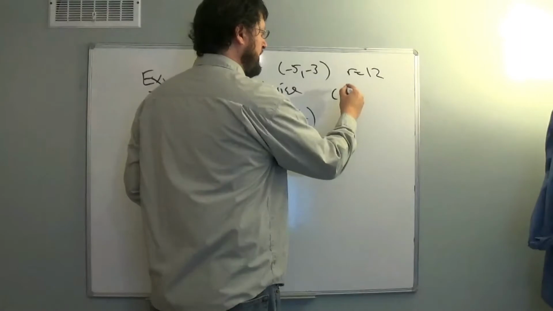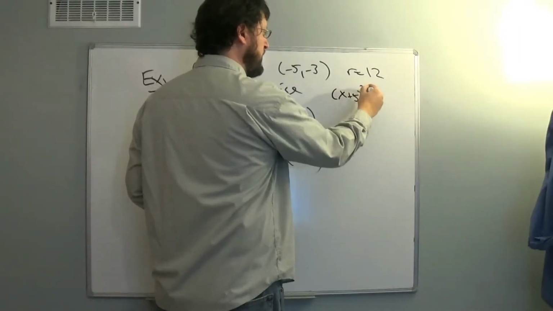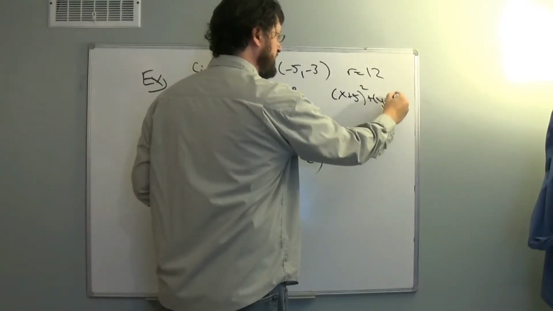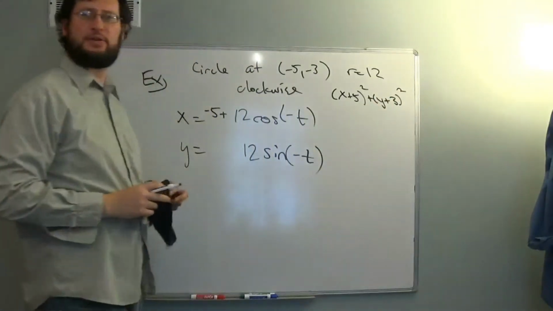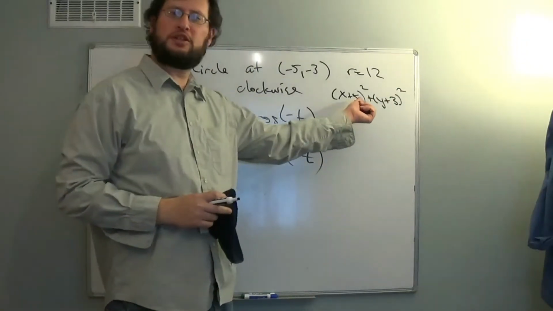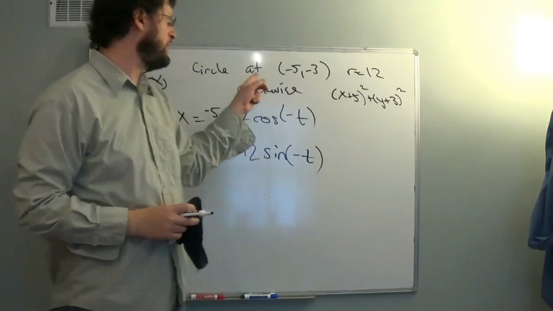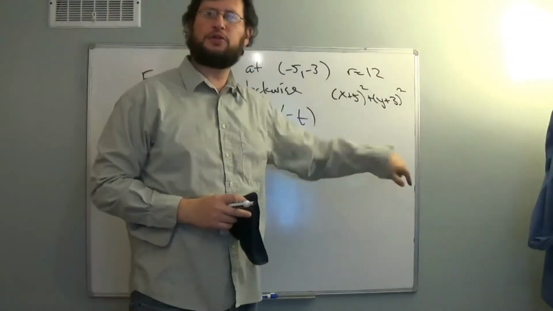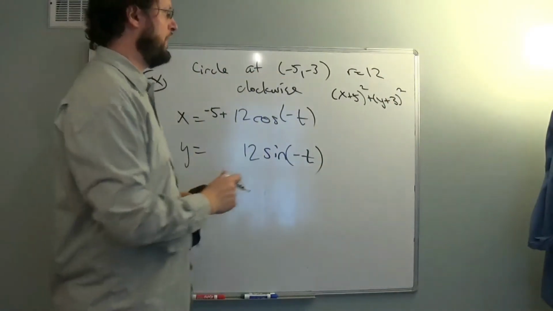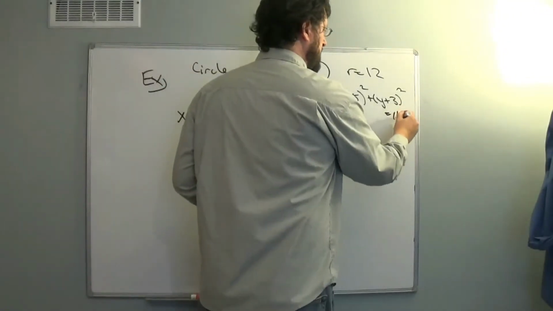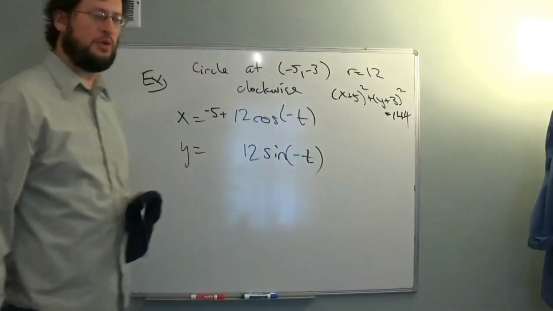Really, in the end, we want this to be x plus 5 squared plus y plus 3 squared. That's what we'd like the equation to be, because this means shift left 5 units to negative 5 and shift down 3 units to negative 3. And we need that to be equal to r squared, which is 144.